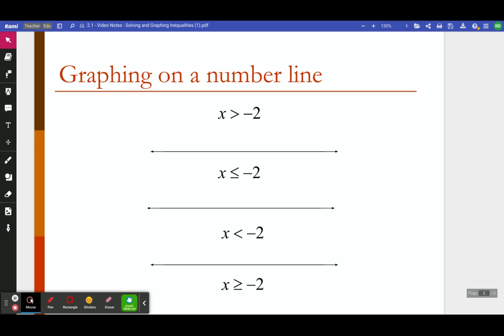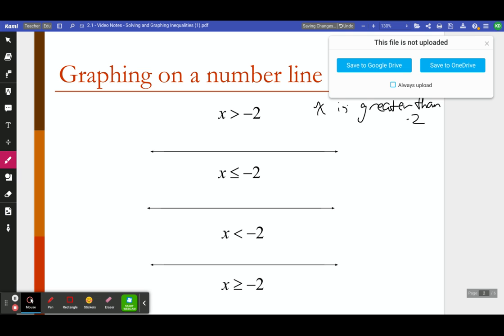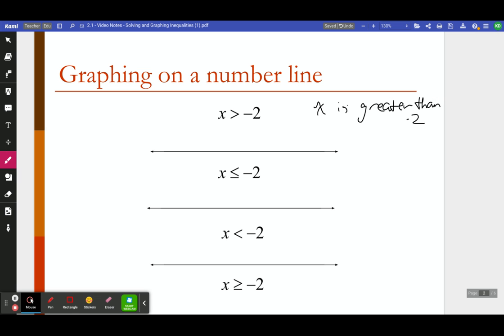The first thing we're going to talk about is how to graph on a number line. So we have four symbols here. This first one we can read as x is greater than -2. So to graph this, we're going to start with a number line.